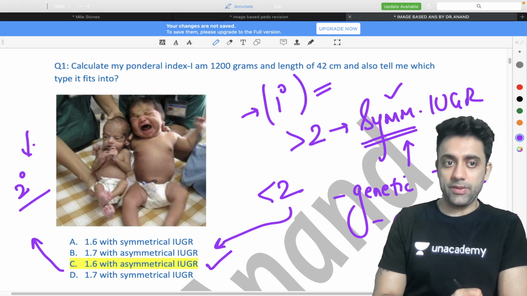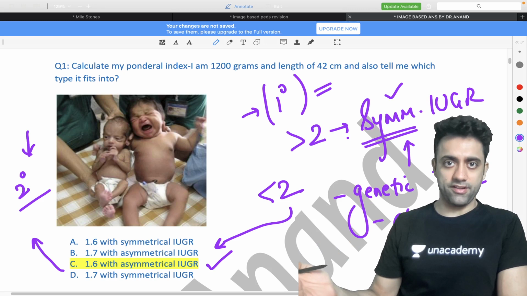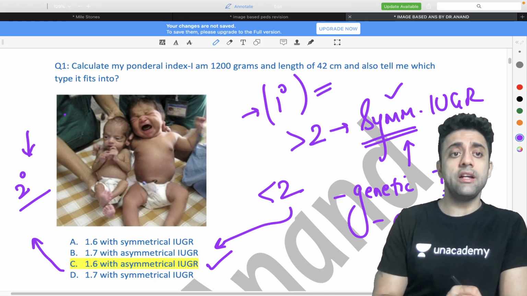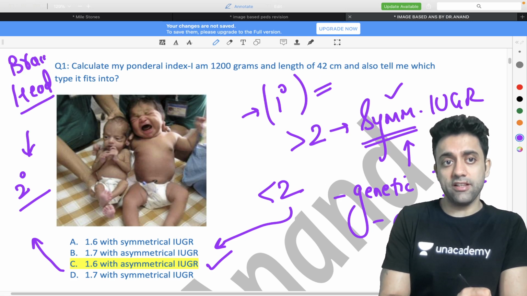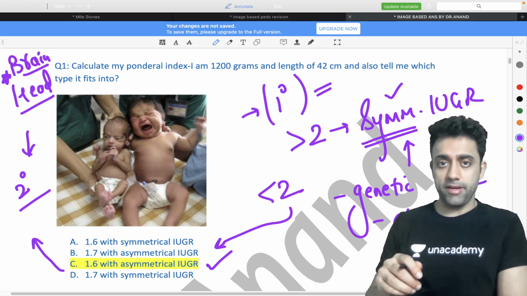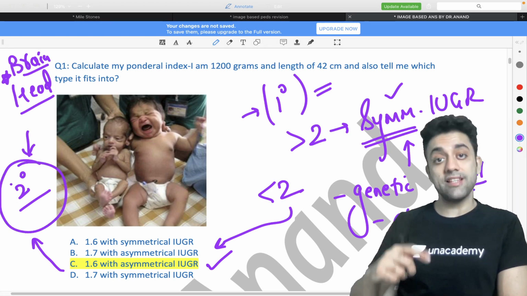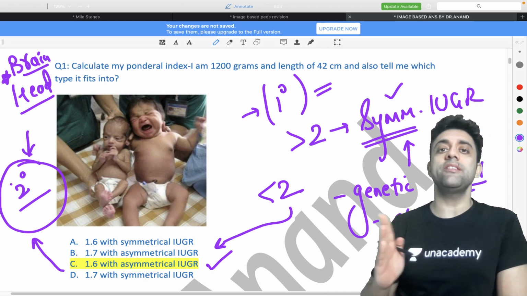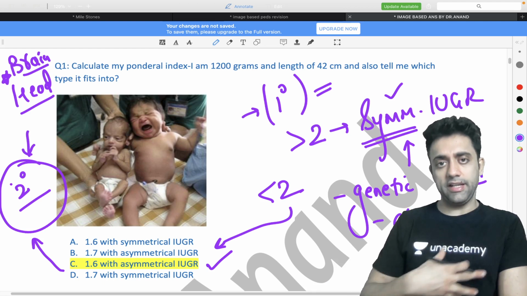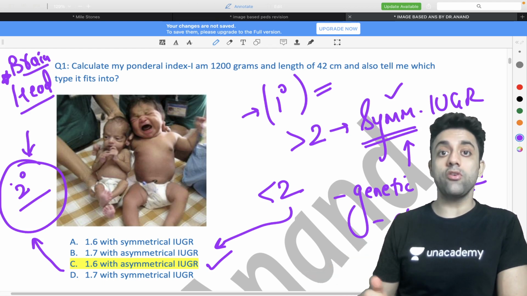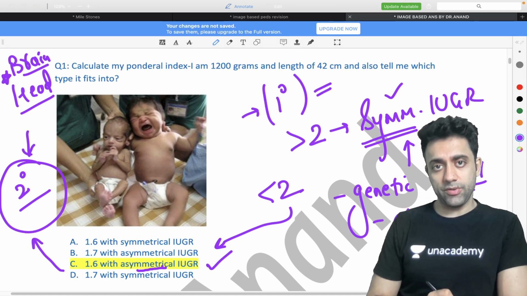Whereas in asymmetrical IUGR, the insult is there in the late first trimester or in the second trimester. So we all know that the development of the brain in the baby happens in the first trimester. As the baby is having insult in the second trimester, the brain will be spared. Brain will be normal, but all of the body parts, the liver, kidney, thorax, abdomen, will be shortened or compromised.